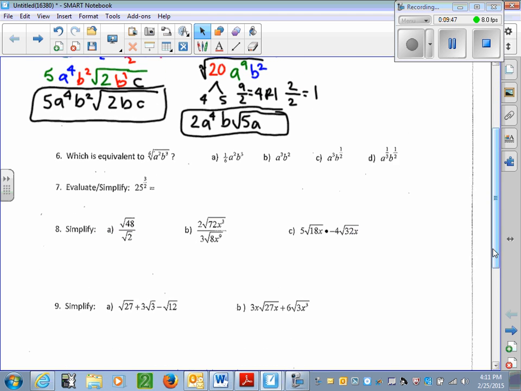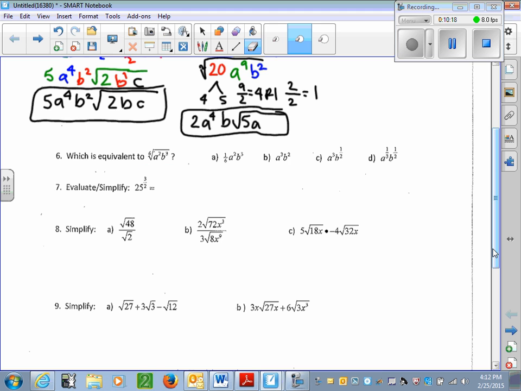which is equivalent. So if you notice here, really it's saying which is equivalent, but you got to think about it a little bit in that in our question, it gives us a radical form, and all of our answer choices, A, B, C, and D, are all in exponent form. So really what it's wanting me to do is just take my radical form and turn it into exponent form. All right, so let's do that.